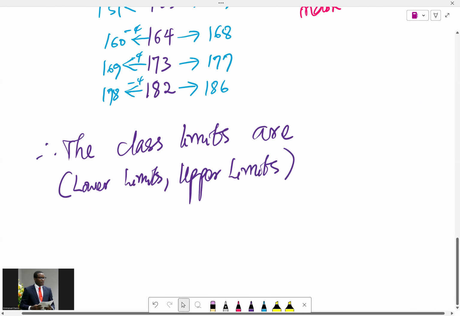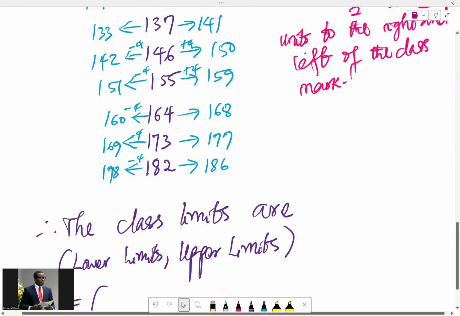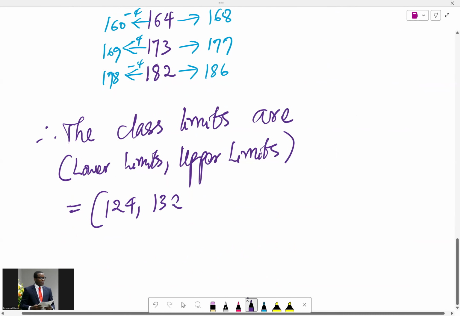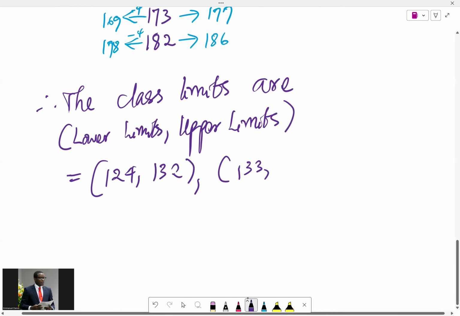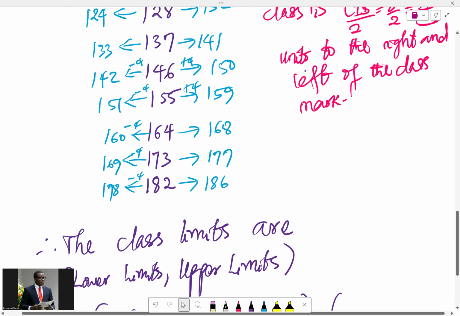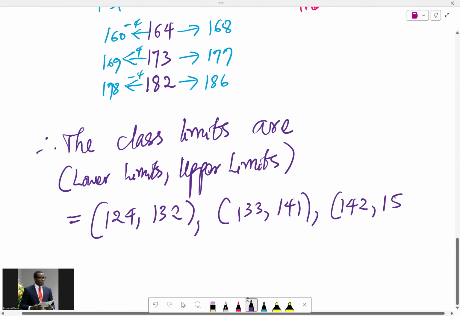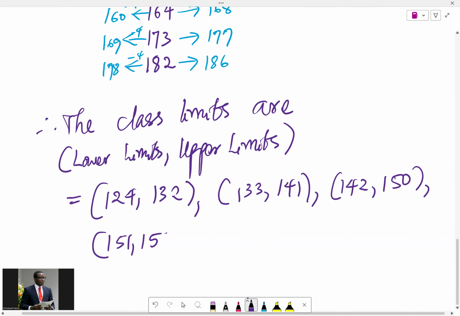Okay. And that will simply be equal to all the pairs we have. So that's 124, 132. Then next is 133, 141. Next, you have 142, 150. Next, you have 151, 159.